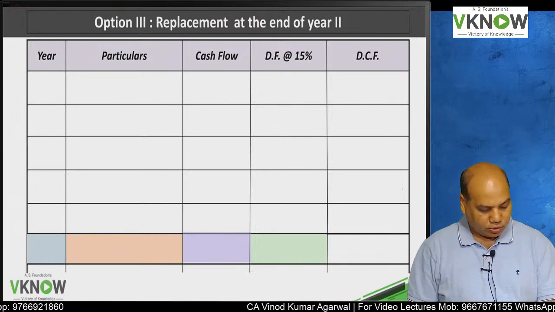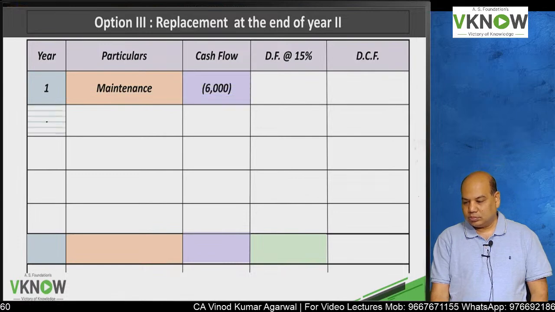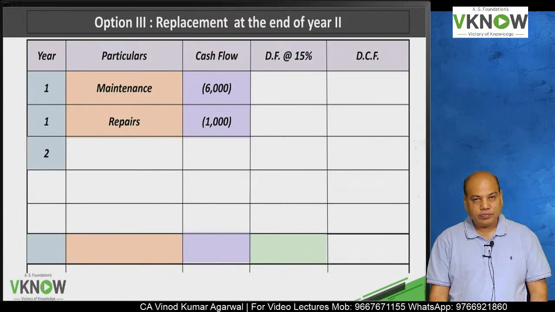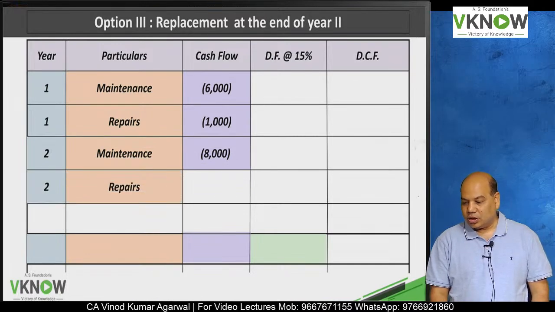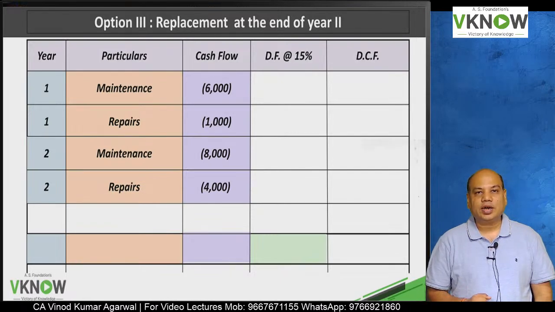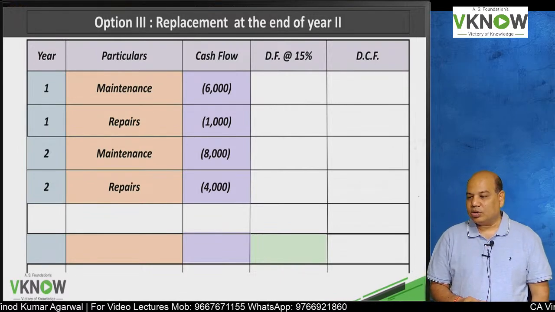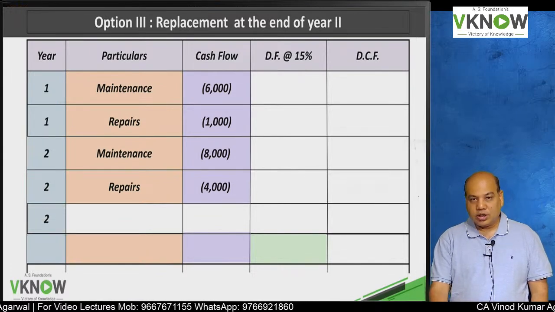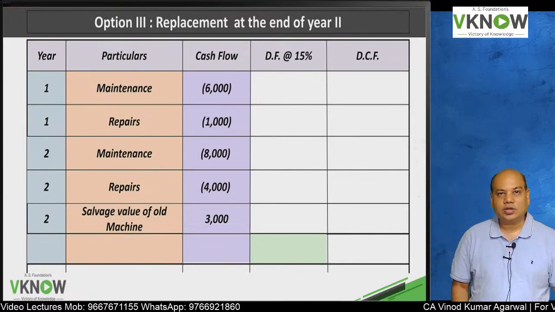Only write cash flow from the old asset. Year 1 maintenance 6,000, year 1 repairs 1,000, year 2 maintenance 8,000, year 2 repairs 4,000. You will ask why we have not written scrap value in year 1? Because we are not going to sell it. Simple common sense. If I am not going to sell it, how will I get the scrap value of year 1? You will get scrap value in year 2, 3,000.